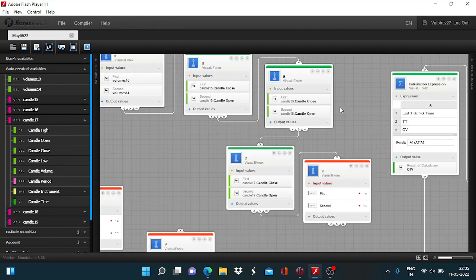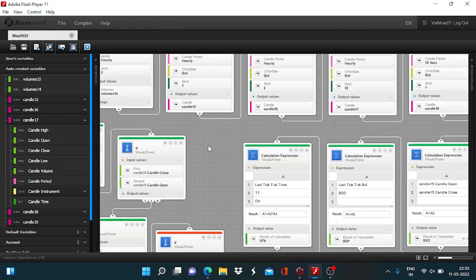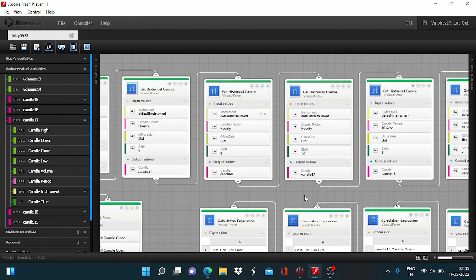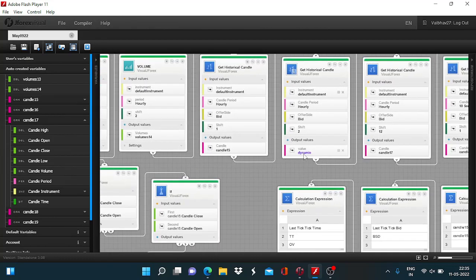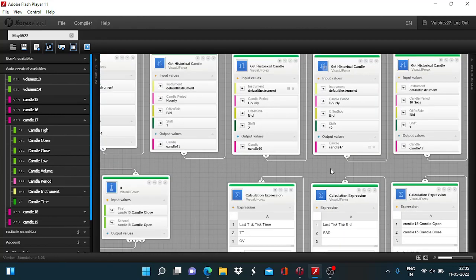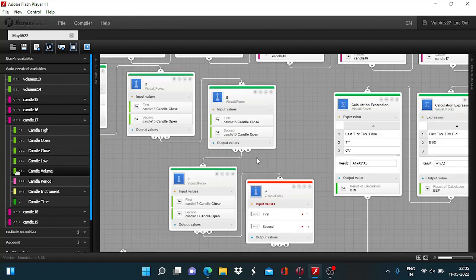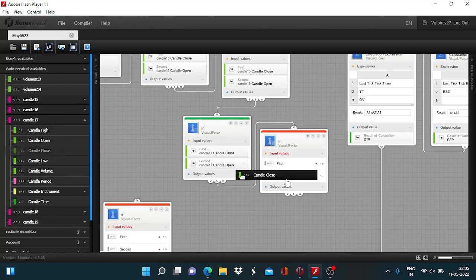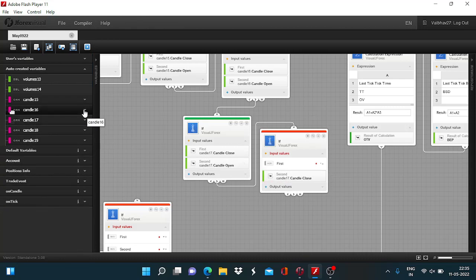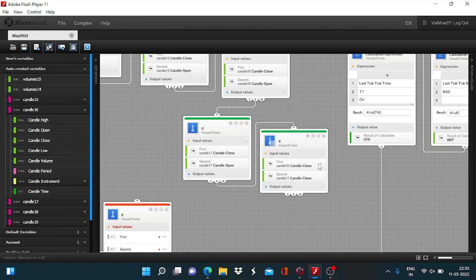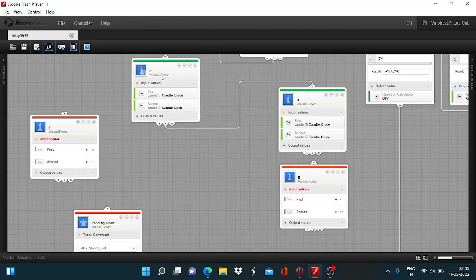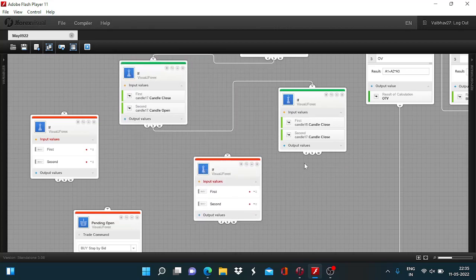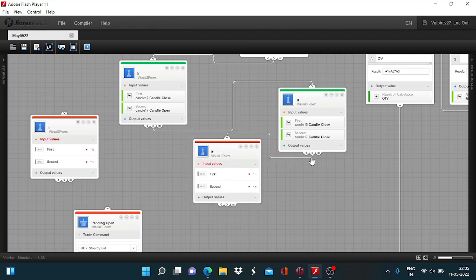All right, and then we also want to make sure that prices for the underlying instrument have risen over the last 12 hours. So for that, we compare the closing value of candle 16 with the closing value of candle 17. Candle 17 candle close and candle 16 candle close. So here it is, first input greater than second input.